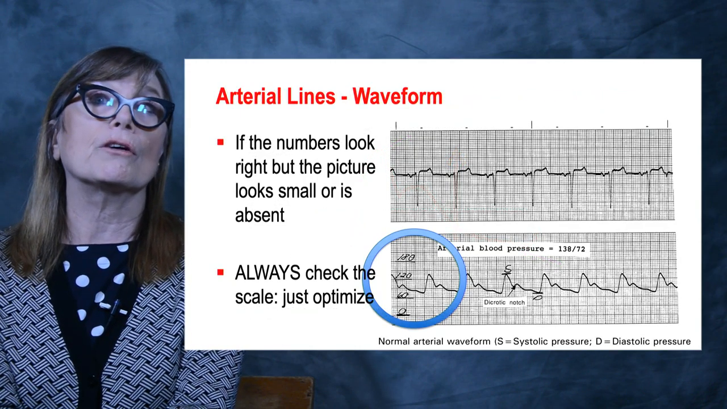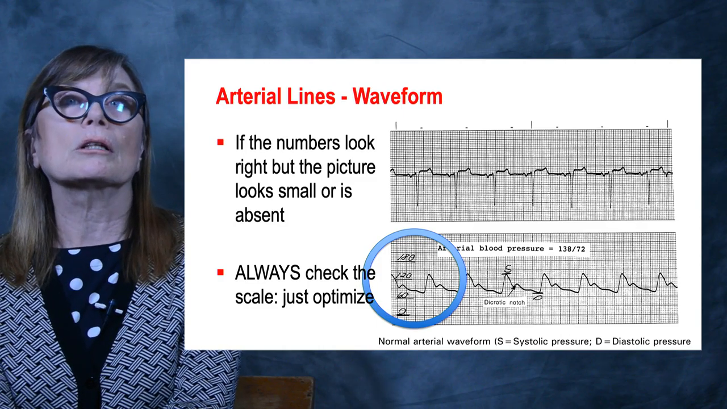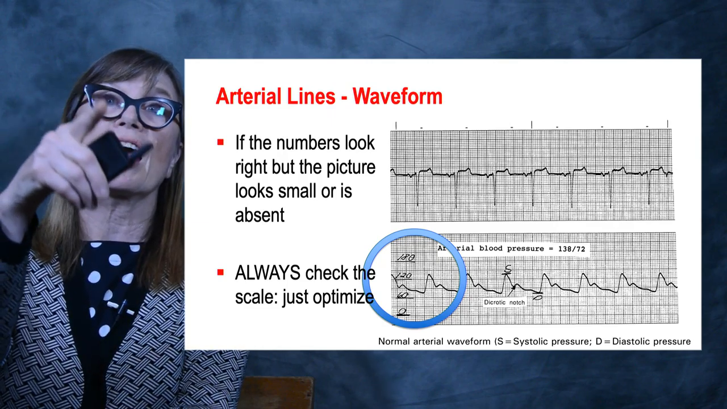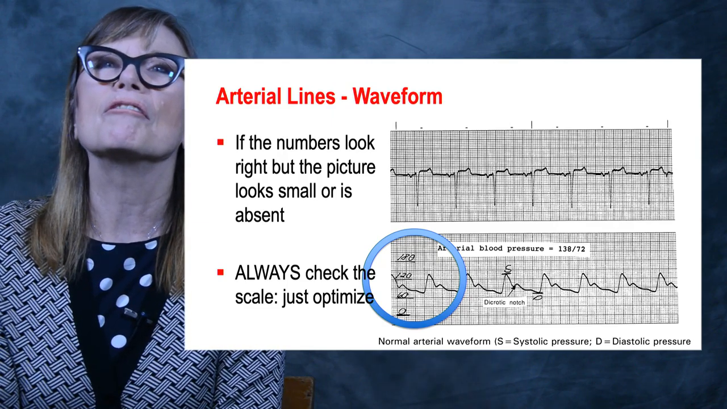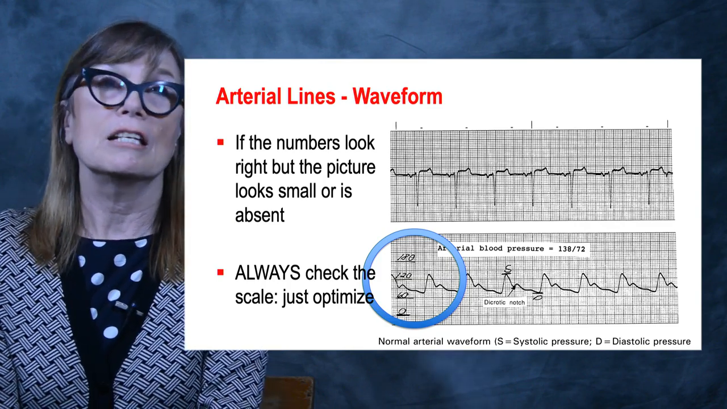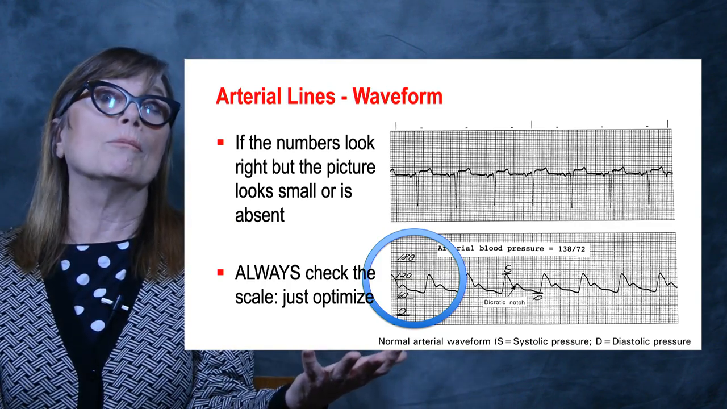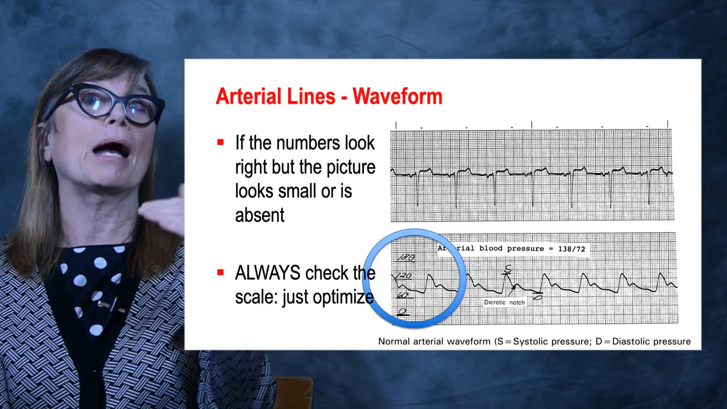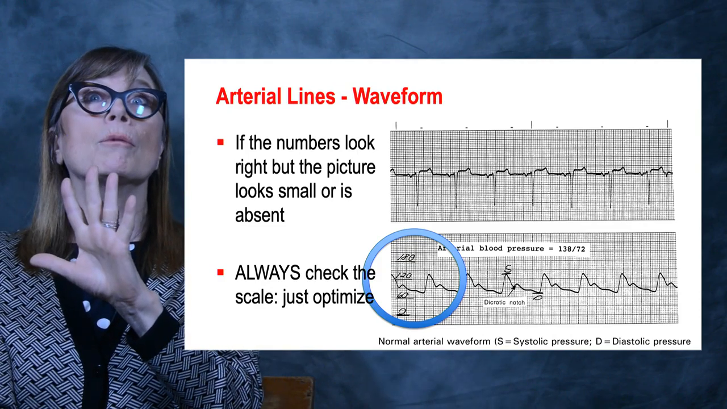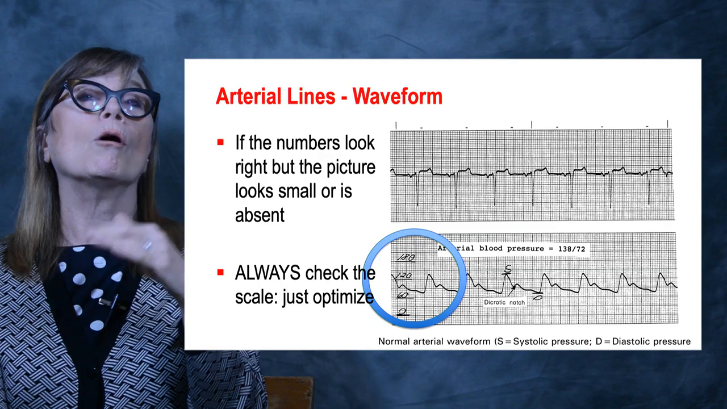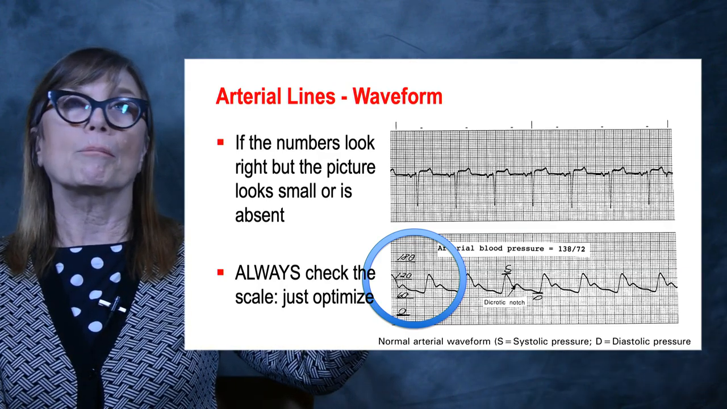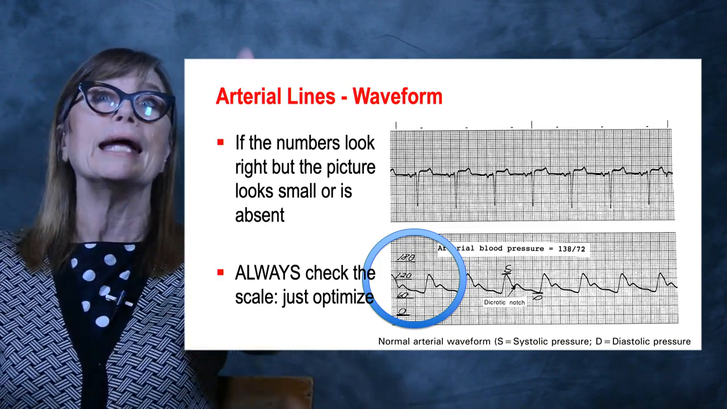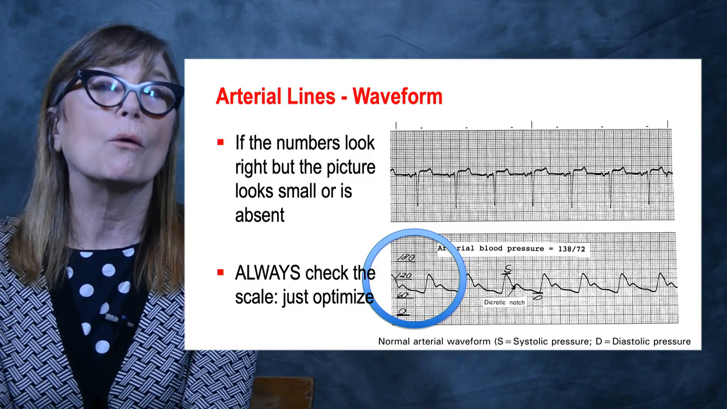Now we look at our arterial waveform on the monitor. If the numbers look right but the picture looks small or absent, always check the scale. And you can see the scale is circled here. I believe it's 180. The scale is 0 to 180, and this is a normal scale that we use for arterial pressure. But if somebody put it up to 300 for the square wave test and didn't come back down, your waveform will be small. The numbers look normal, but the waveform is small. Remember also to look at your pressure bag, make sure that the pressure bag is inflated, make sure your stopcocks are turned the right way, make sure all your connections are tight, and make sure that there's no air in the system.